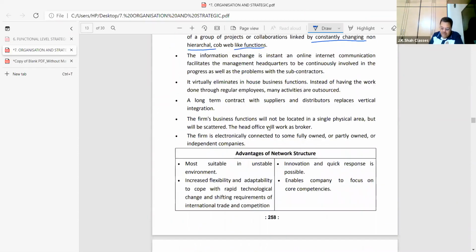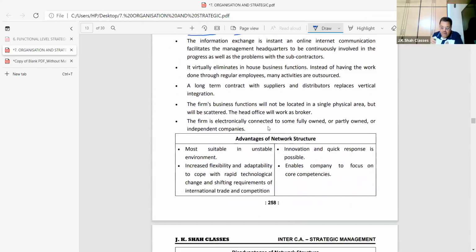Now, bacha, let's see the advantages. Most suitable in unstable environment. How do we explain that? You know, a company wants to come to India. India mein there is Corona. India mein there is Narendra Modi, Amit Shah. You know, uncle tells us not to go out. You know, wear a mask. But Amit Shah in Bangalore did rally of lakhs of people without wearing a mask. So there are rules, regulations for the people, not for these political leaders. There's uncertainty.